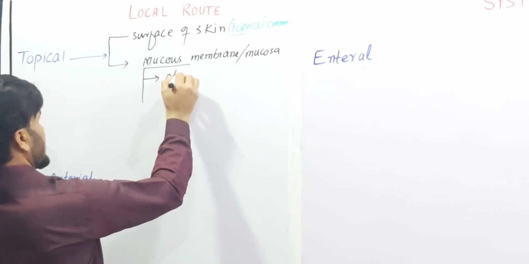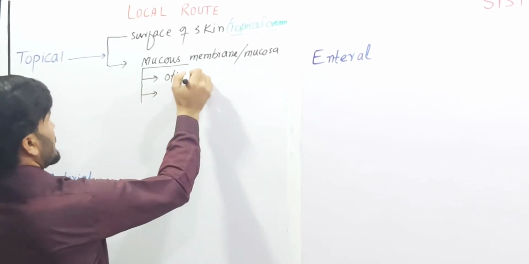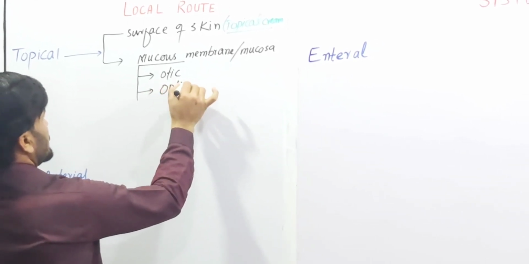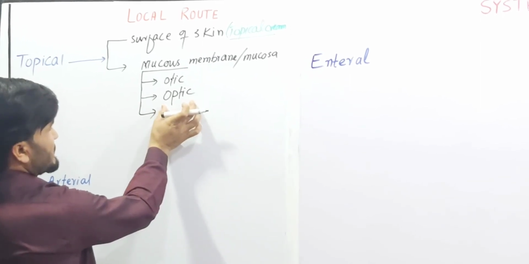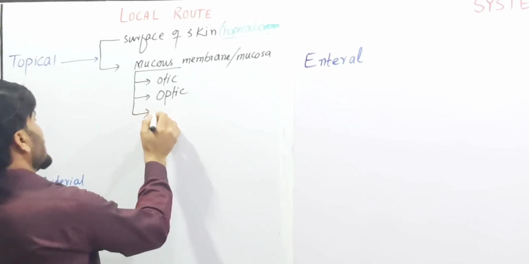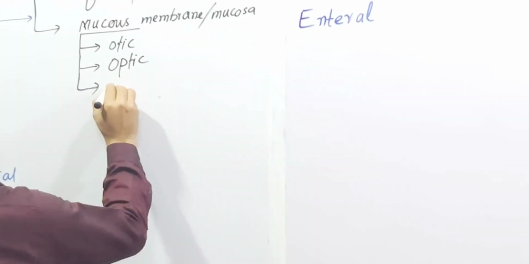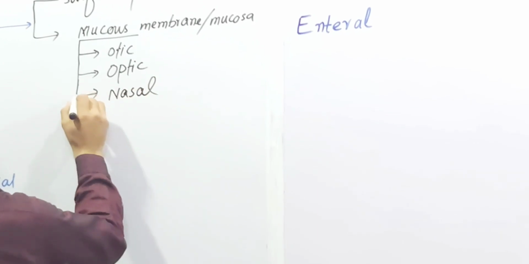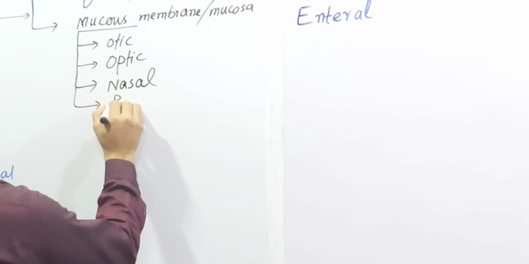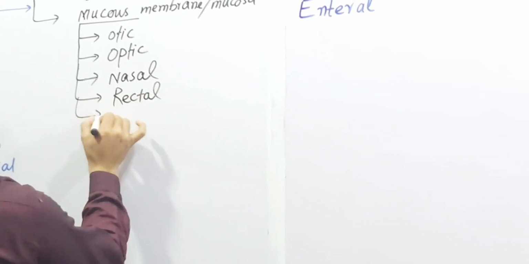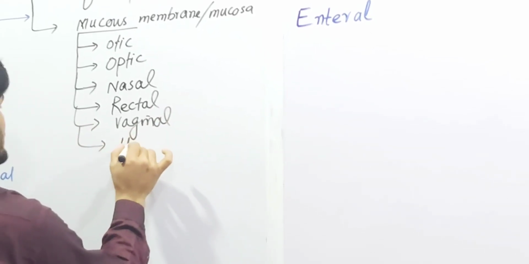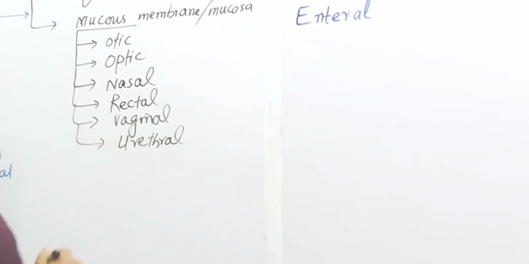For example, otic route, which is the application of drug in the ear, and also optic route, administration of drug in the eye, or ophthalmic route. Similarly, another is the nasal route, the drug administration on the nasal mucosa, and also the rectal route of administration, vaginal route of drug administration, and urethral route of drug administration.